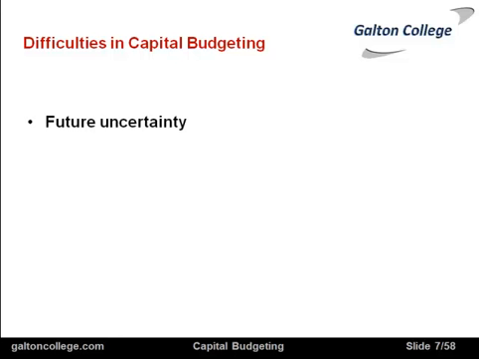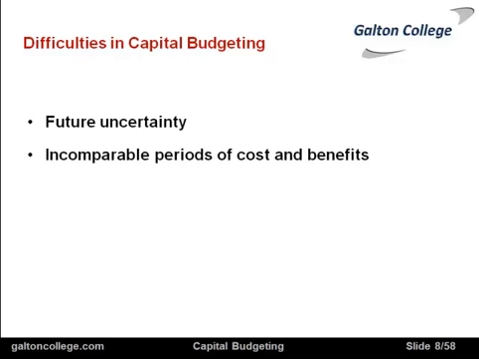If we knew what the future would be, if we could predict it precisely, then I guess the world would be a different place. But we don't know what the future is. That's the first problem. And we can't compare costs and benefits over periods of time anyway. We know what the cost of a machine is, perhaps if you're investing in a machine today. But the benefits come in the future.